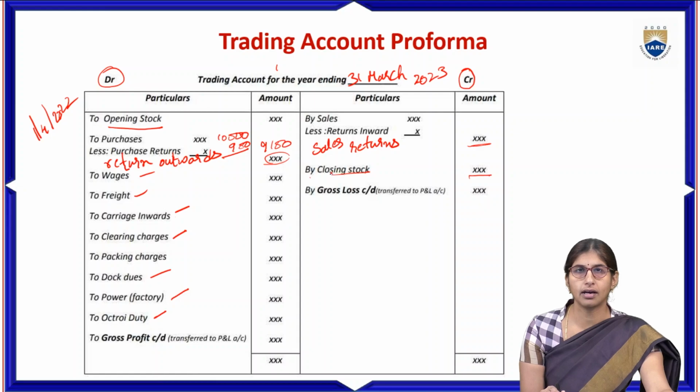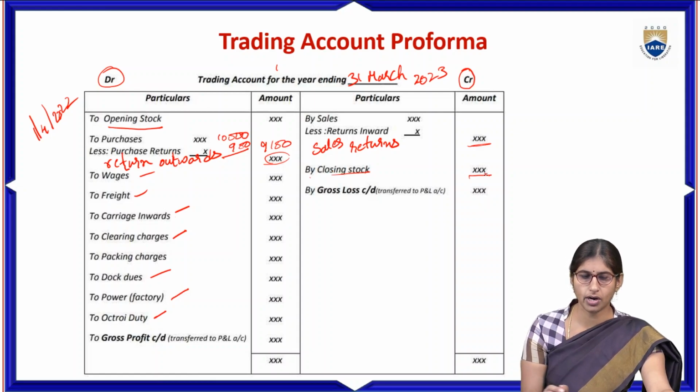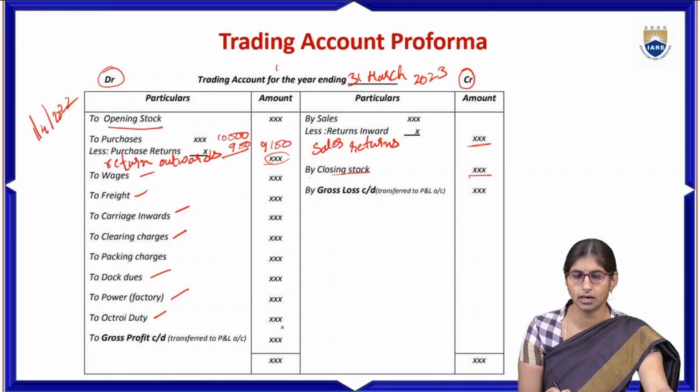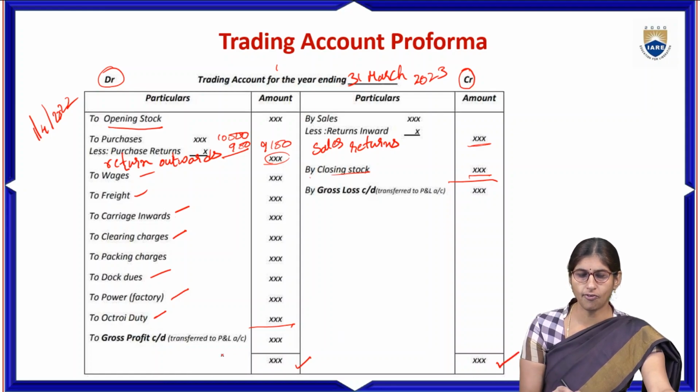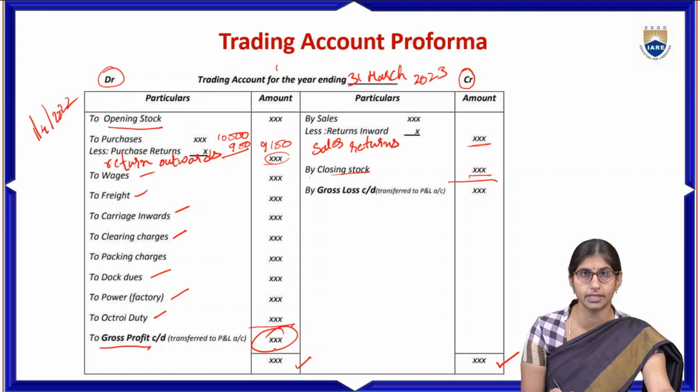And after writing the closing stock and all this expenditure on the debit side, we are going to finalize the total of the debit side and the total of the credit side. If we get the balancing figure on the debit side, that means we call it gross profit.